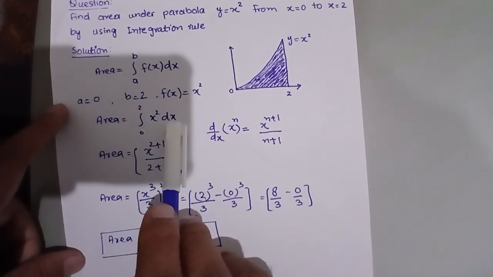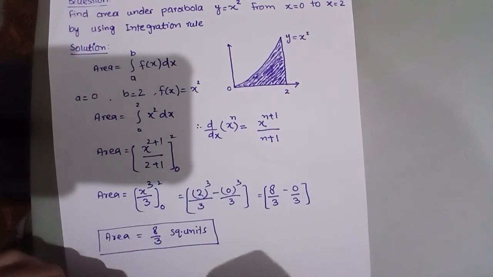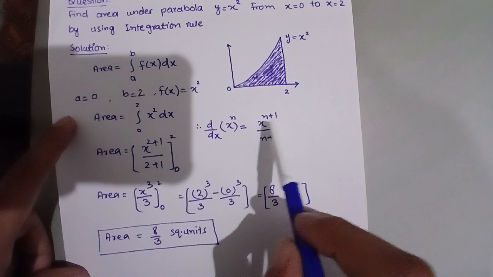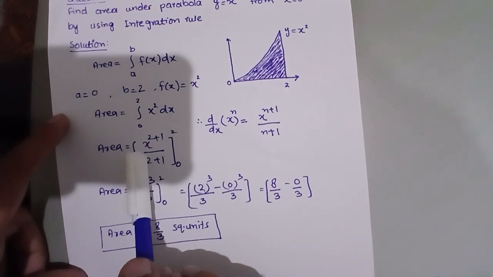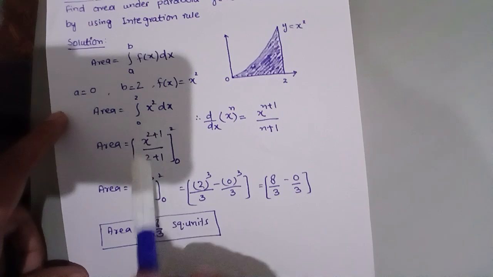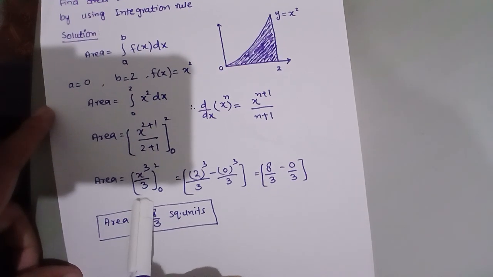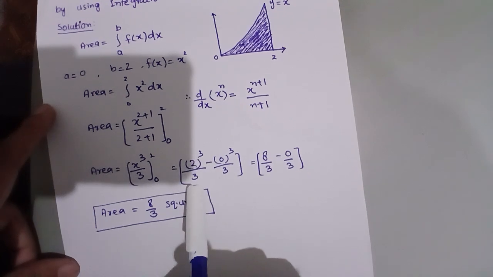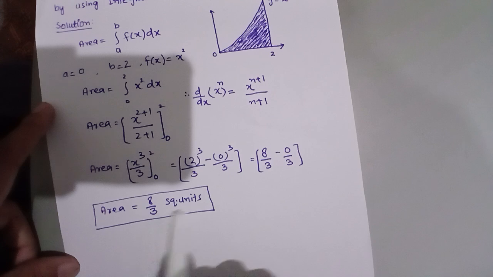By putting in this x square dx, we know the rule that if we integrate something to the power n, it is equal to x to the power n plus 1 divided by n plus 1. Similarly, we did the same thing here: x raised to the power 2 plus 1, which is 3, divided by 3. So x cube divided by 3 with limits 2 and 0. Then we put in these limits, x cube divided by 3 minus 0. Then we come up with the area 8 by 3.